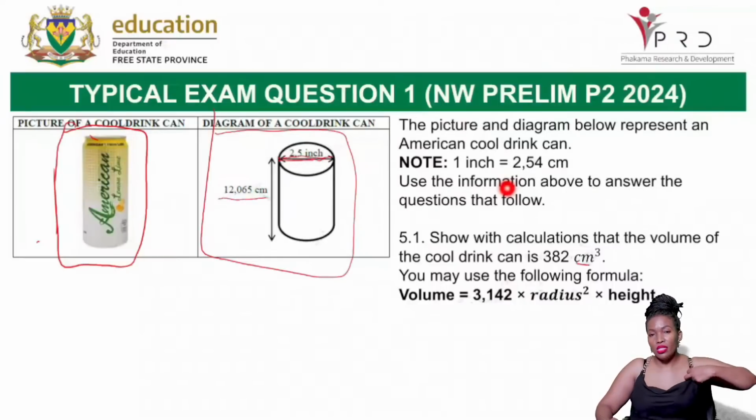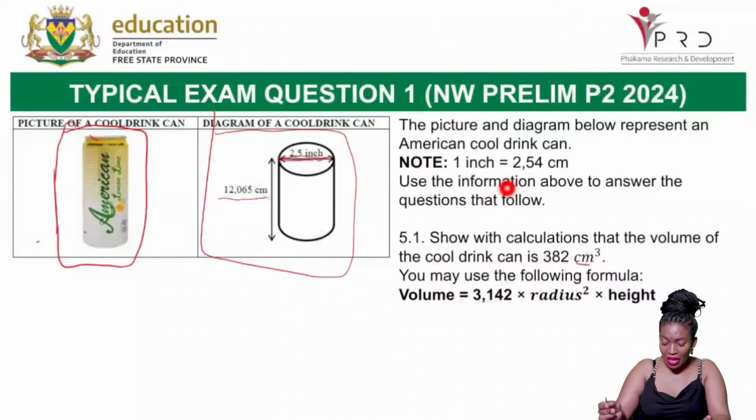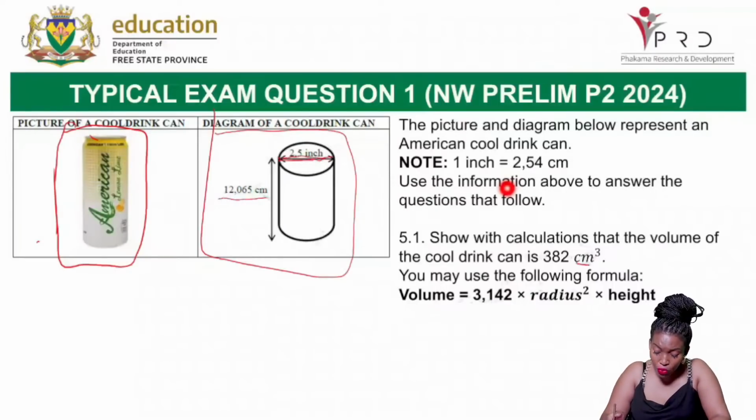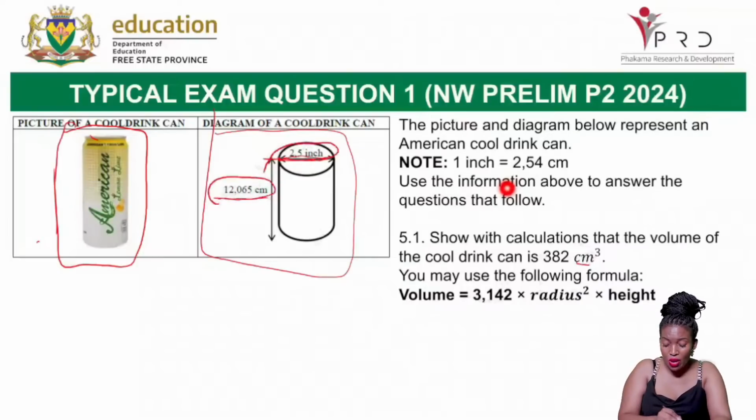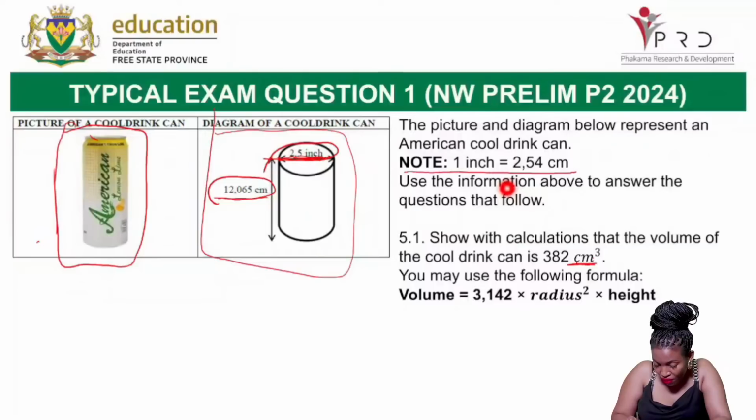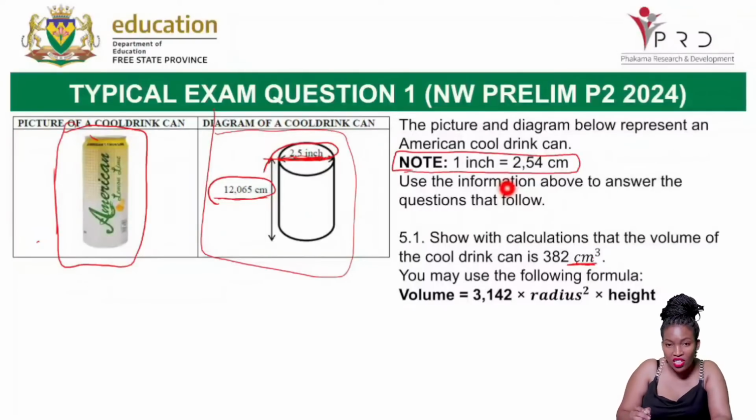So you will always be provided with the formula. You just have to make sure that you substitute the units that are the same. So here we've got a challenge. Our height is in centimeters, but our diameter is in inches, meaning that we need to have the same units. Because they want the answer in cubic centimeters, it means we must now convert these inches to centimeters. But we are not going to panic because we are given the conversion factor. There is the conversion factor.